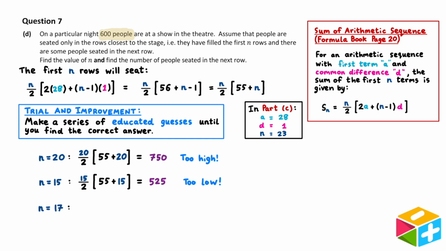Let's try n equal to 17. When we sub in and perform the calculation, we get out 612. The target is 600, so our answer here was too high. So we should try a smaller n value for the next guess. Let's try n equal to 16.